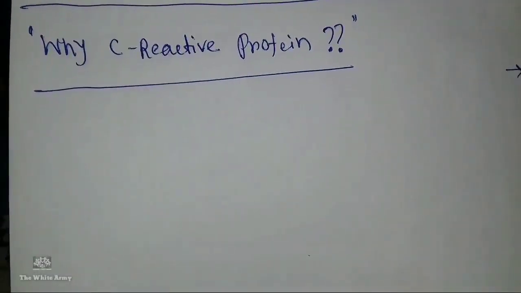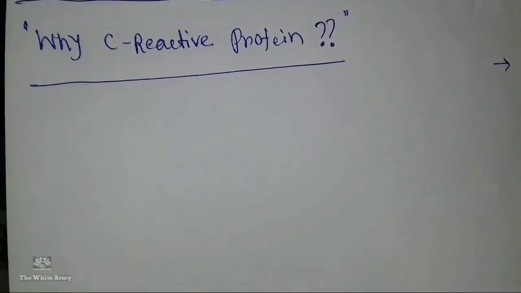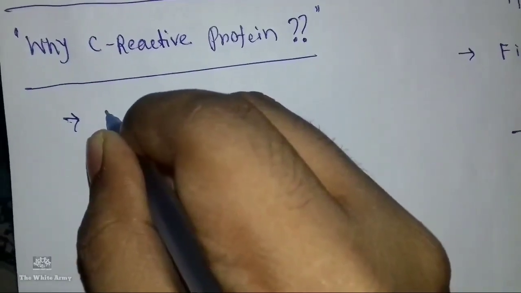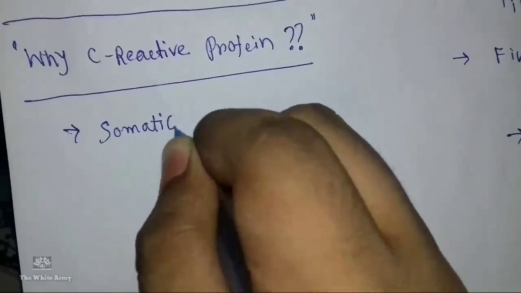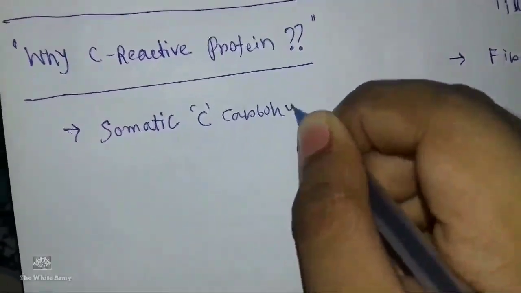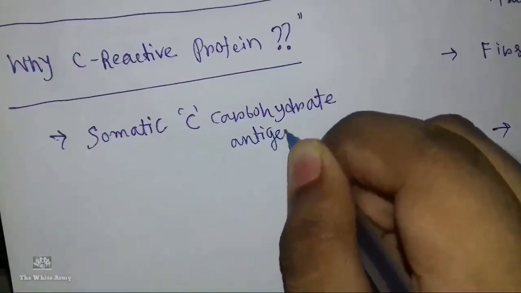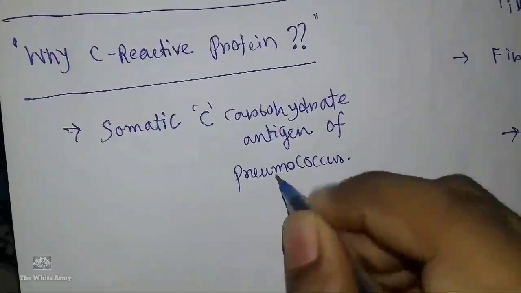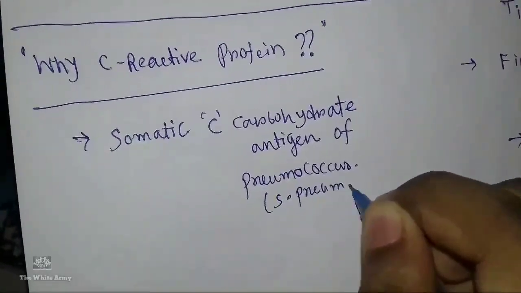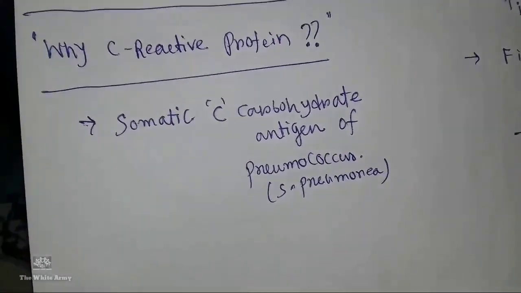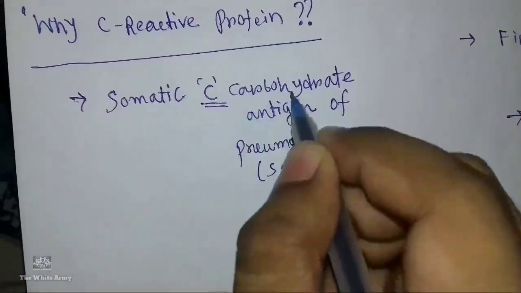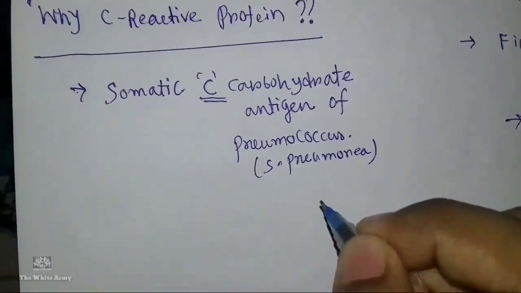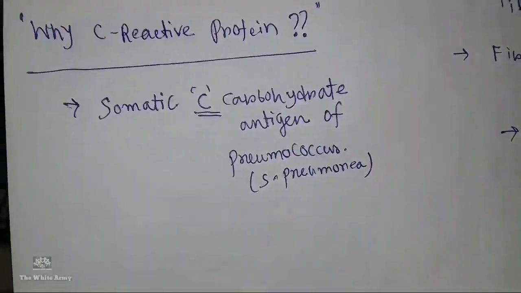So now, why is this protein called C-reactive protein? Let us know about it. It was found in the serum of a patient, which reacts with the somatic C carbohydrate antigen of pneumococcus, also known as Streptococcus pneumoniae. So as it reacts with the C carbohydrate antigen of the pneumococcus, it is known as C-reactive protein. This is how the nomenclature was given first.